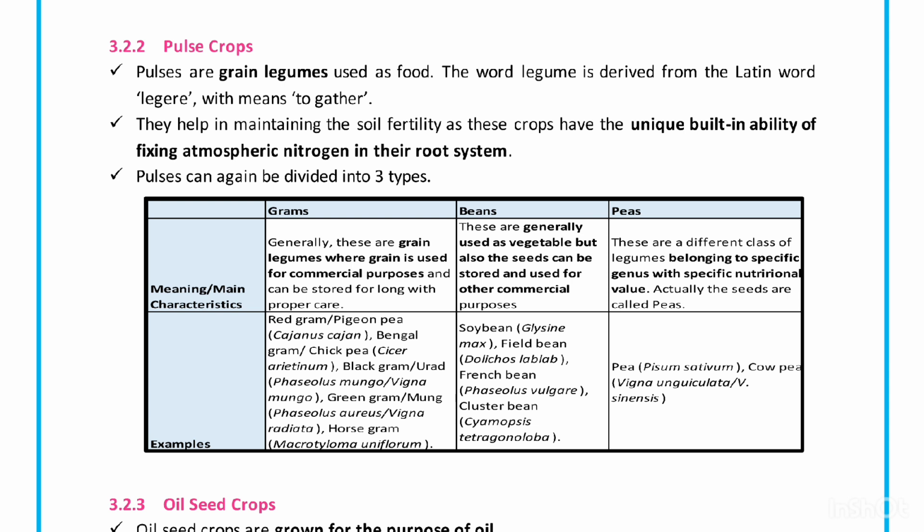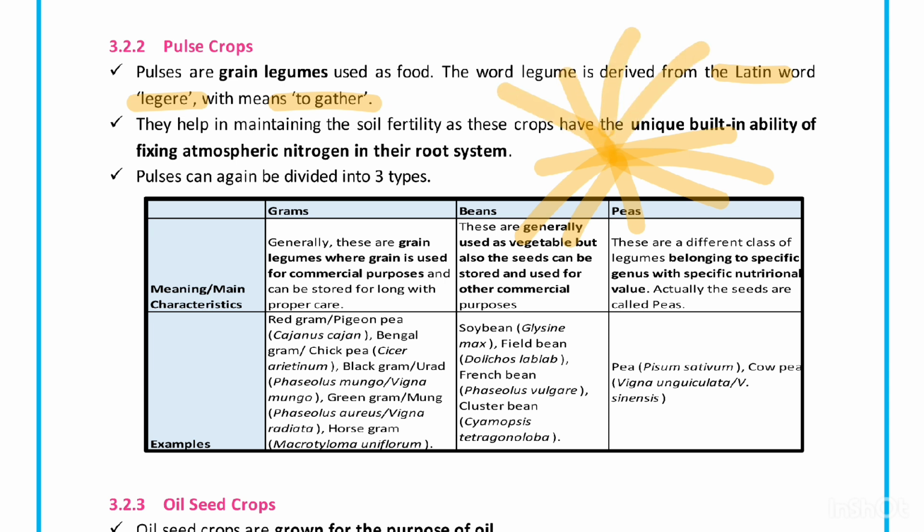Now, what is the category legumes? To understand this, first of all we should know the meaning of the term legumes. Basically, this term legume has been derived from the Latin word, which means bringing together. To understand that, let us have a diagram over here. For example, this is your pulse crop. This is a plant of the pulse crop.